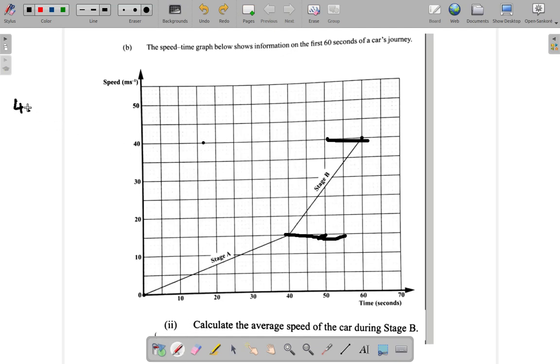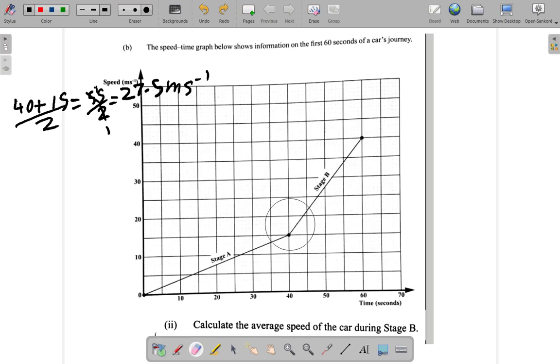The average speed here would be 40 plus 15 over 2. You add them and divide by 2. So 40 and 15, that's 55 over 2. Divide this out: 2 into 5 goes 2 times, and 1, 15 goes 7.5. So I get 27.5 meters per second here, right?